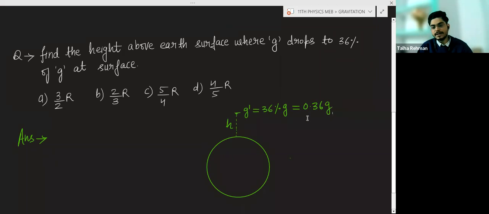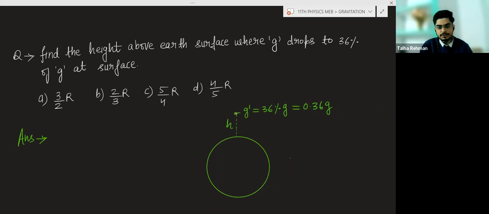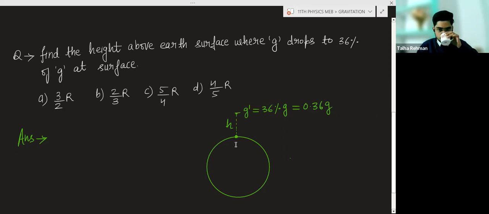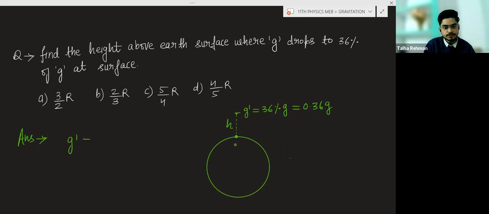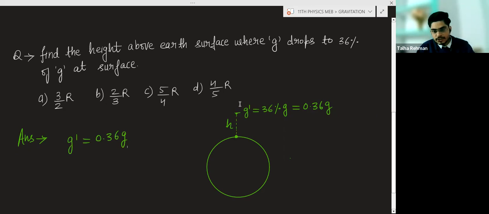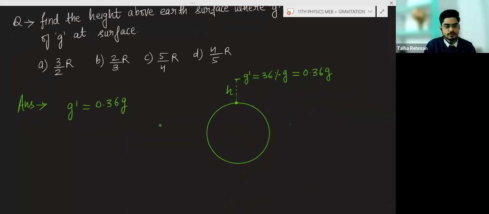36% means 36 divided by 100, and g at this particular height, and here at this point on the surface, the value is g. So this g dash value is equal to 0.36 of g. Now, what is the formula for g dash? g dash equals G M by (Re plus h) square. This is the formula for g dash.